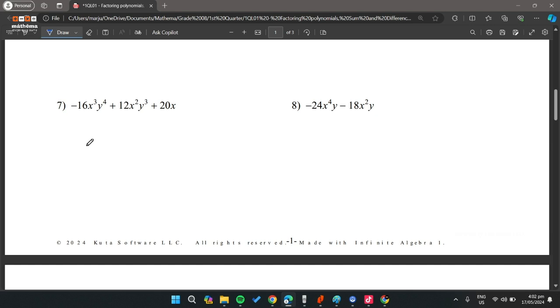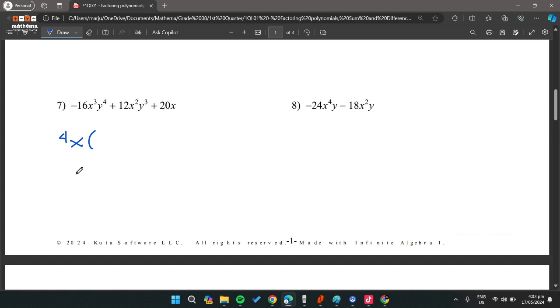Alright, so again, start with the numbers: negative 16, 12, and 20. What's common? Alright, thank you, Michael. That's 4. So there's 4. And then, in terms of the variable, ano yung common? Meron tayong xy, xy, x. So ano yung common? We only have x. Alright? And then the lowest degree is 1. So we have x. And then we'll start factoring.